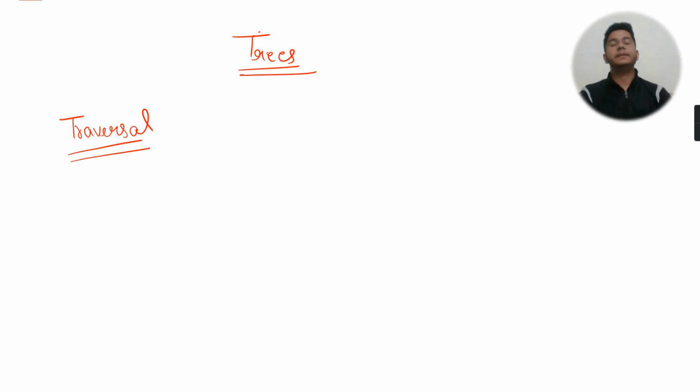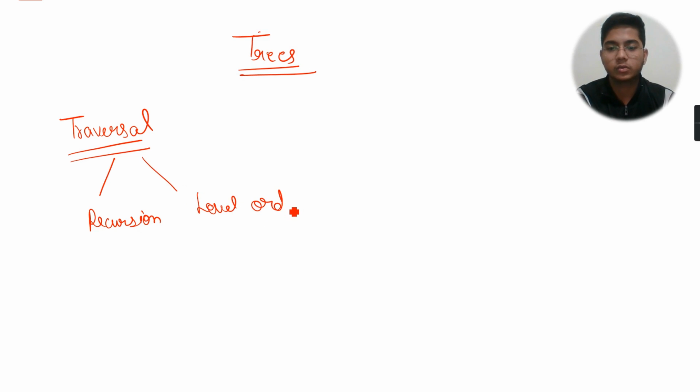My name is Chirag Vaishnav, and we are going to start solving problems related to trees. One thing you should know while doing trees is what traversal we will be using. There are two types of traversals. One is recursion, which we will be discussing today, and one is level order. Level order traversal we will discuss later, on how to do questions based on it. For now, let's see what we will be doing in recursion.